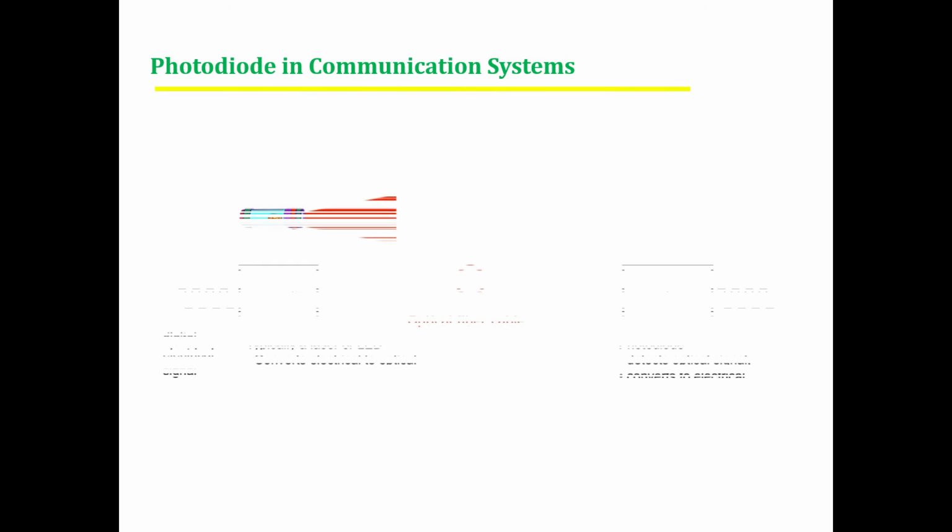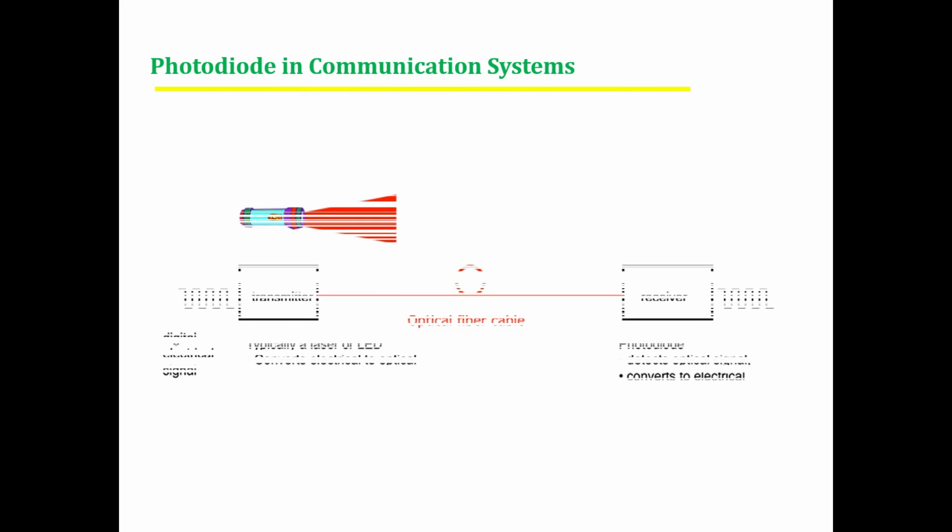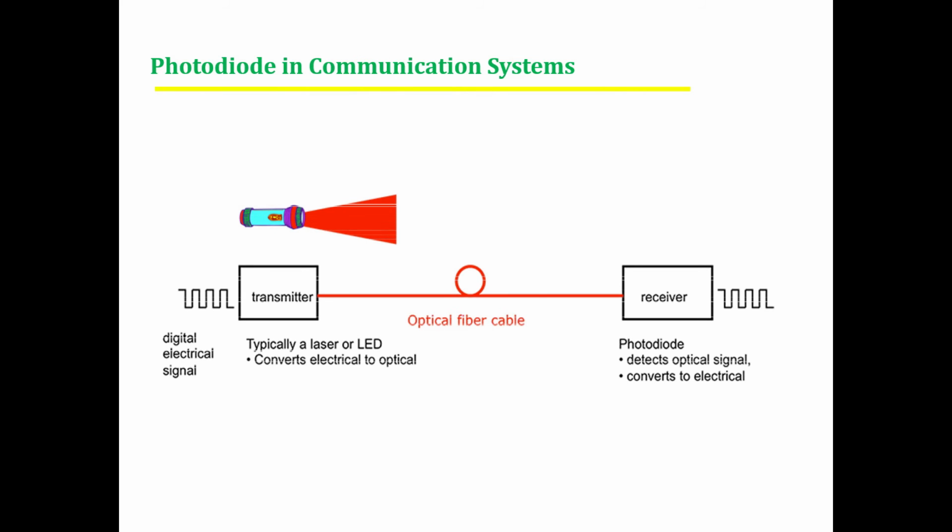Now we'll try to understand how photodiode is used in communication systems. It is mainly used in optical communication. In optical communication, the data is carried by light. The data has to be decoded at the receiver. To do that, a photodiode comes handy. It decodes the data and gives it to the destination. So this is how a photodiode is used in communication systems.